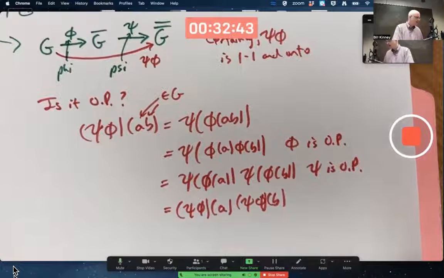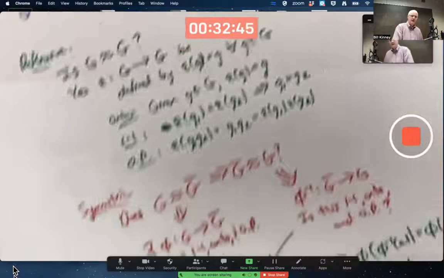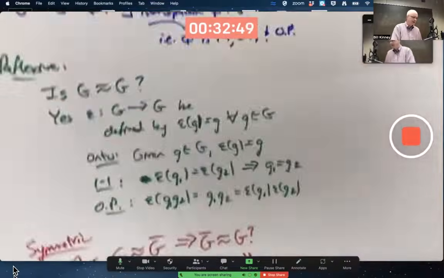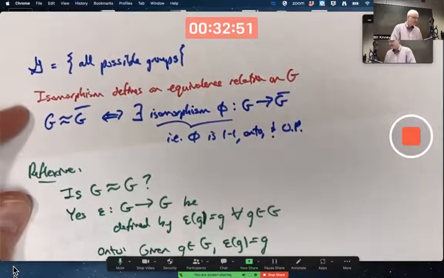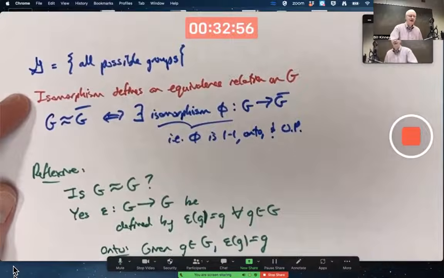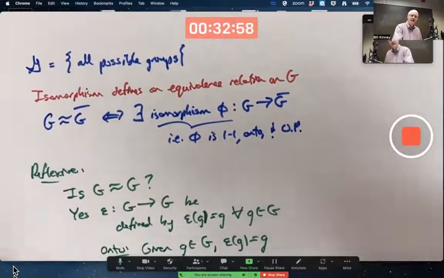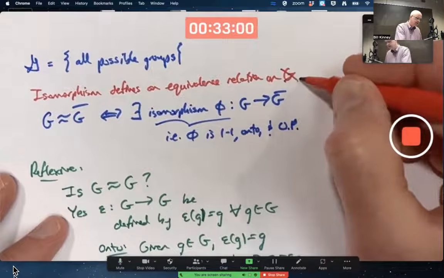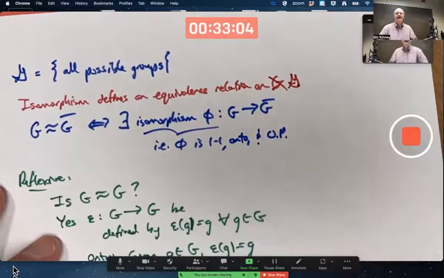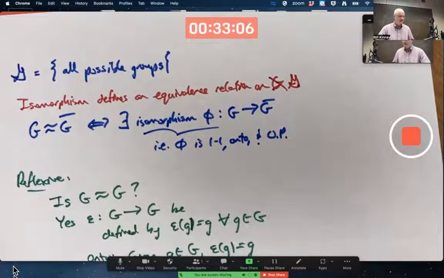So what do we have here? We've got the reflexive, symmetric, and transitive properties being proved. Therefore, isomorphism does define an equivalence relation on, oh, I made a typo way back there. This is supposed to be a cursive G. An equivalence relation on cursive G.